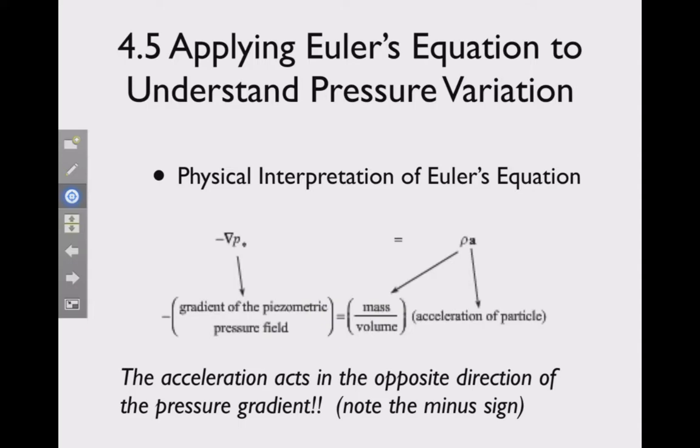So what we have here is minus the gradient of the piezometric pressure field, where piezometric pressure again is the pressure plus gamma Z, equal to the density times the acceleration of the particle. That's going to be our force balance, basically. And we can see that the acceleration acts in the opposite direction of the pressure gradient. So if the acceleration is in a positive direction, the change in pressure with space, the pressure gradient, is in the opposite direction.